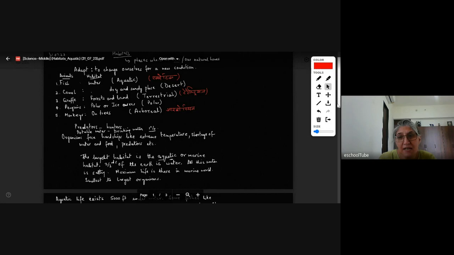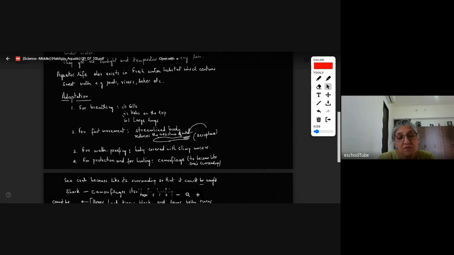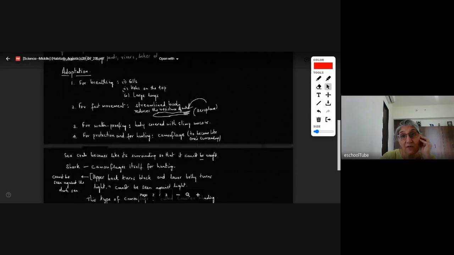Now then we had said, aquatic life also exists in fresh water, like ponds and rivers. That is also aquatic. So wherever organisms live in water, that is called aquatic habitat. So for that, they have to adapt themselves to different things.